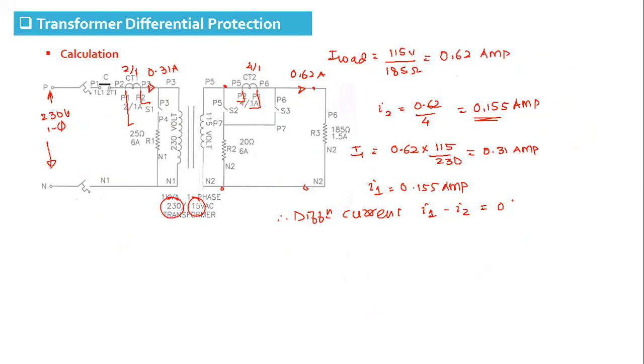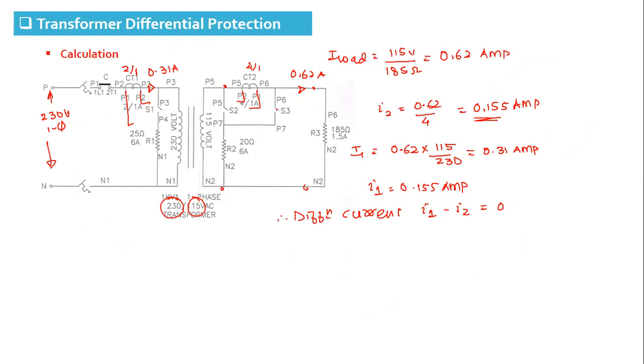However, under normal condition due to CT errors, this current will not be 0 and some small differential current will pass through the relay coil, which is called the spill current. Okay, that I will show in the experiment.